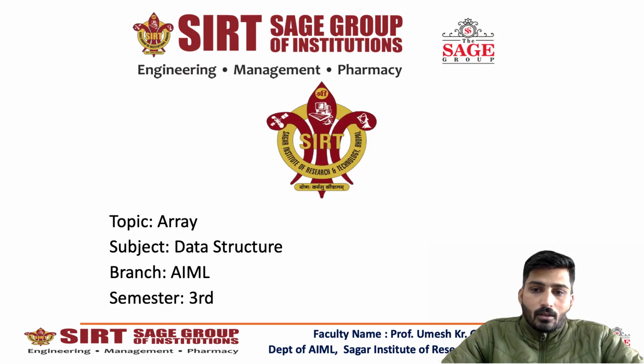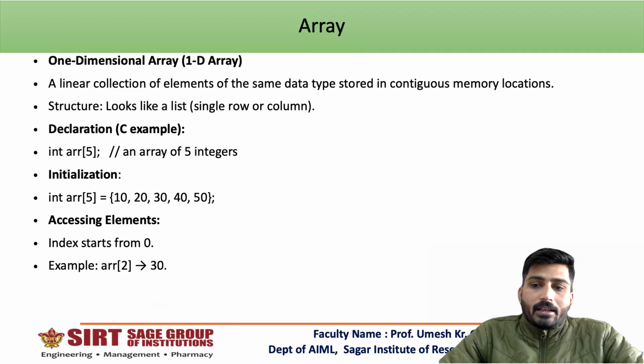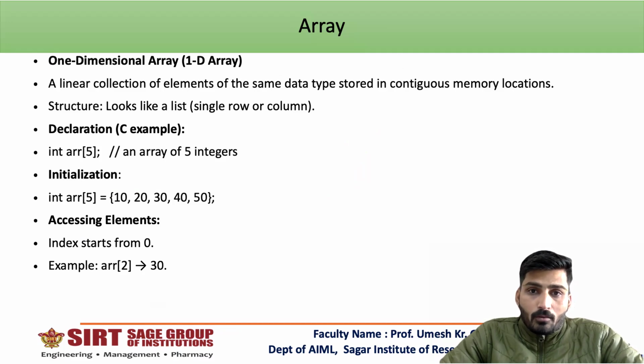So first, what is an array? An array is a homogeneous data structure where we store the same kinds of values. Before arrays, suppose we have 10 values that we want to store in memory, then we have to declare 10 different variable names. To remove this kind of problem, an array is a data structure where we can store the same kind of value in a contiguous manner.